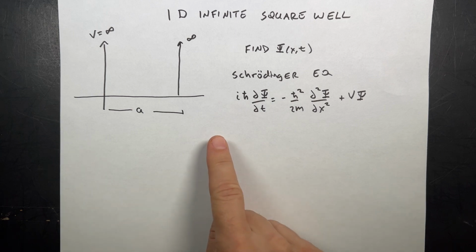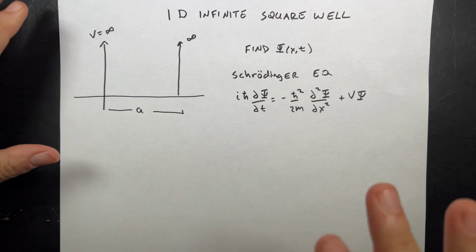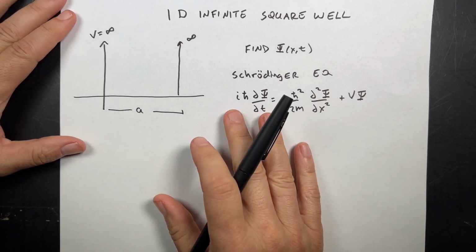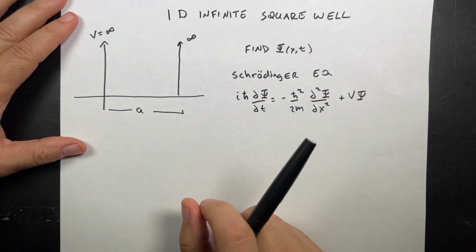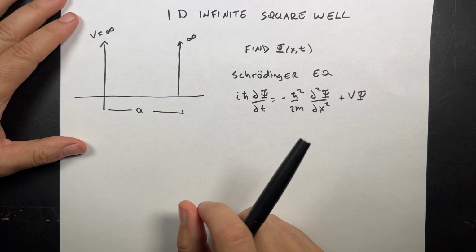It doesn't matter that I've done it before. I'm going to do it again. The 1D infinite square well, let's find an expression for the wave function.